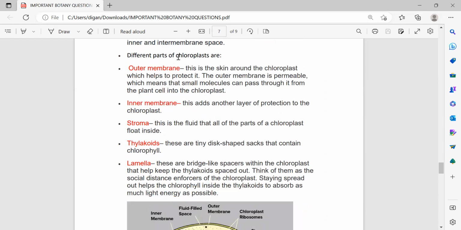Outer membrane means it is the skin around the chloroplast which helps to protect it. The outer membrane is permeable. Inner membrane adds another layer of protection to the chloroplast. Stroma means the fluid that is found within the chloroplast is called stroma.